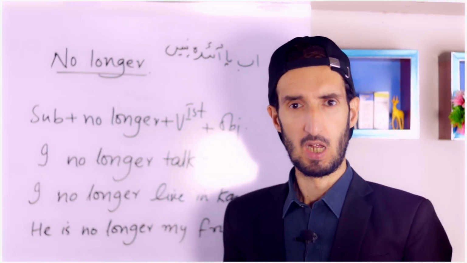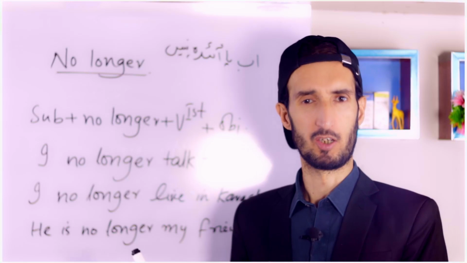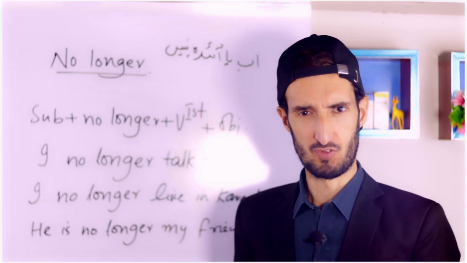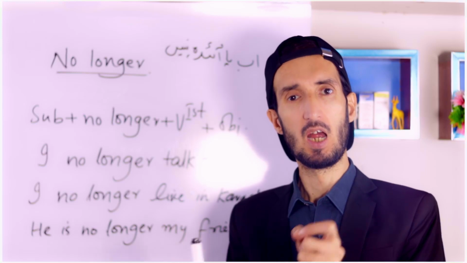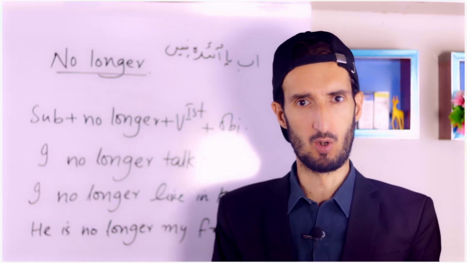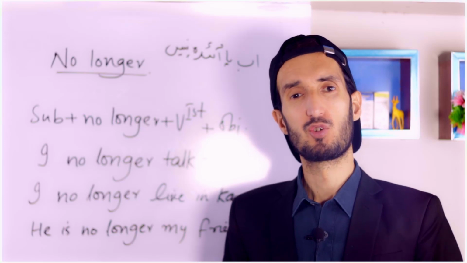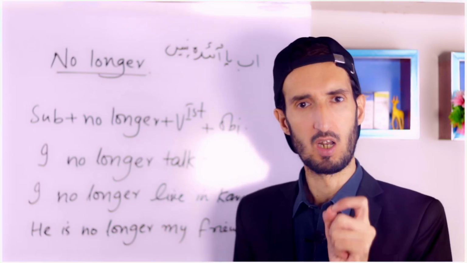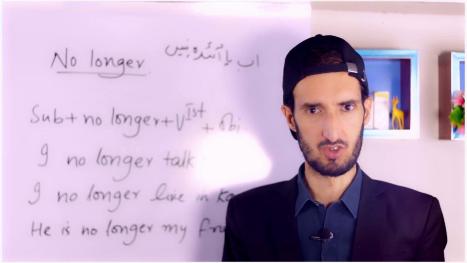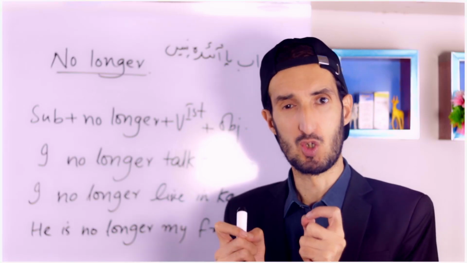For example, I used to be in Karachi long ago, right? I'm talking about 2012, 13, 14 and 15. So I was there, I used to live there. So I'm not there right now. I'm here in Aptabad, right? So I would say, I no longer live in Karachi. It means I used to live in Karachi, but now I don't.